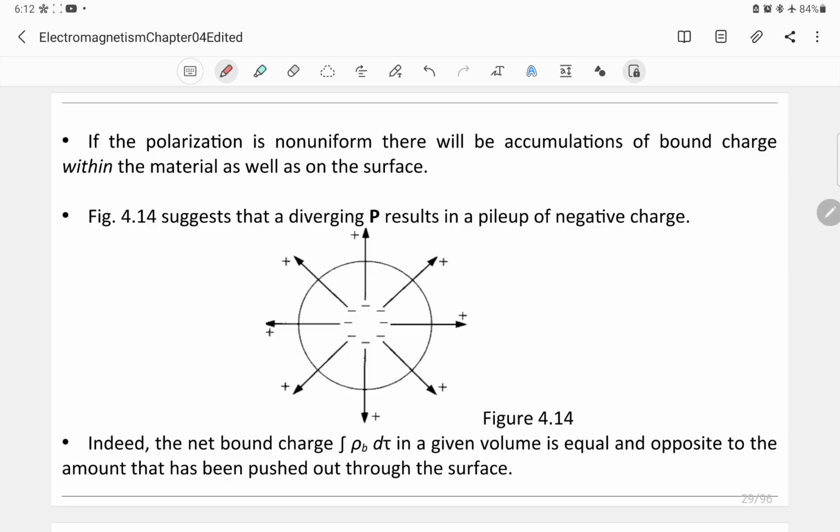So for the case in figure 4.14, the polarization is non-uniform. It is not only in one direction. So there will be accumulations of bound charge within the material as well as on the surface. So here in this case you have multi-directional polarization. The positive bound charges are concentrated on the surface, while there is also a concentration of bound charges inside the material.